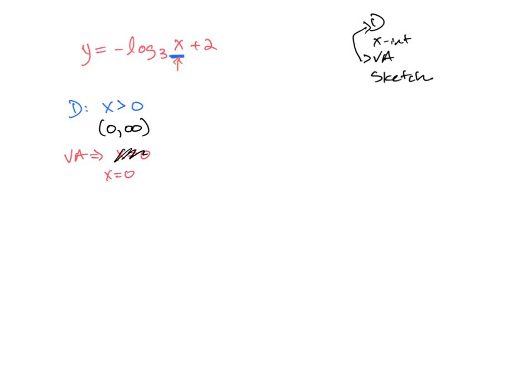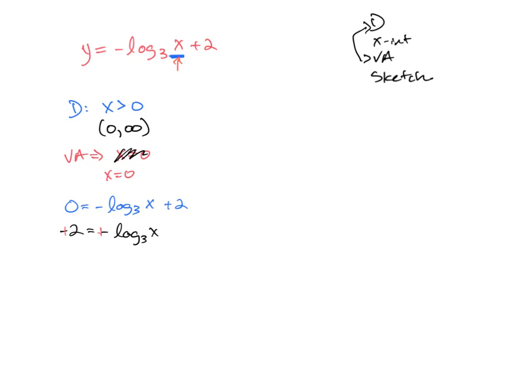Now let's do x-intercept. How do I solve for an x-intercept? I set the y equal to 0. So now I say 0 is equal to negative log base 3 of x plus 2. So now I need to start solving for x. It's the opposite of order of operations, SADMEP. So what do I need to do first? I subtract 2. So I end up getting negative 2 is equal to negative log base 3 of x. Well, now what?